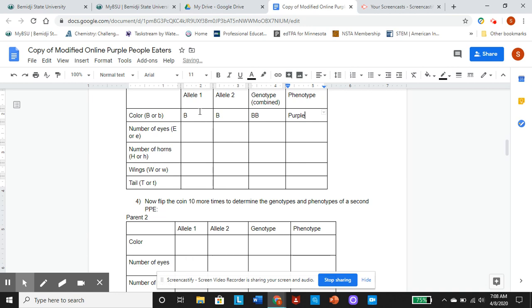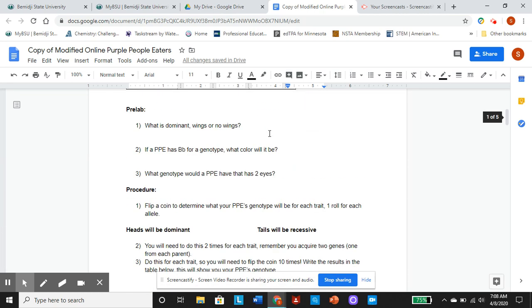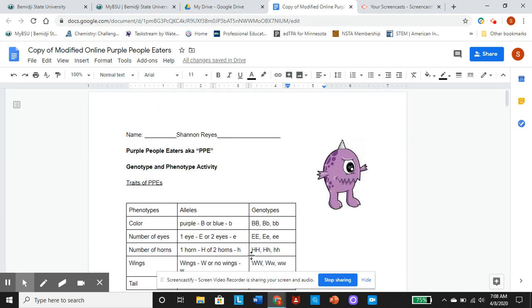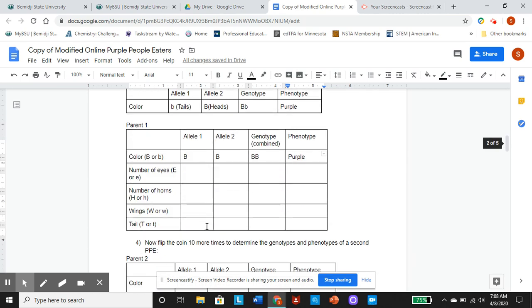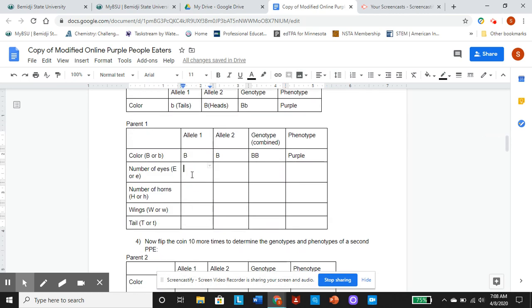Okay, and then I know this because big B, combined genotype, dominant, purple. And then I go up here and I say, all right, big B, purple's dominant, cool. All right, now we'll do number of eyes. I flipped a tails, which gave me a little e, and I flipped a heads, which gave me a big E. And then I got big E, little e. And that is number of eyes.